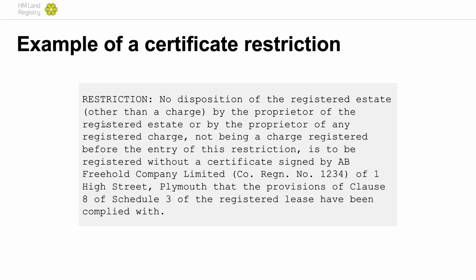Here is an example of a standard certificate restriction that may appear in the register. In this restriction, a certificate by AB Freehold Company Limited is required before the application to register a transfer or any other disposition apart from a charge can be made.